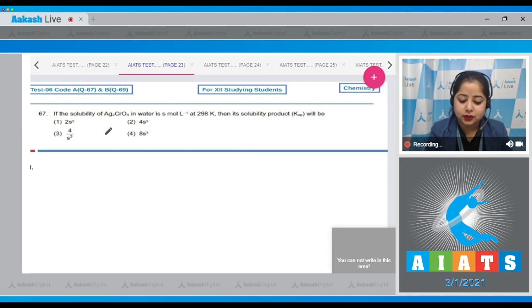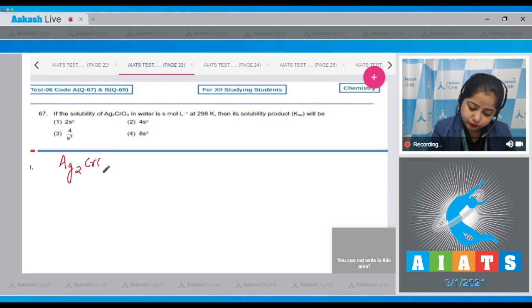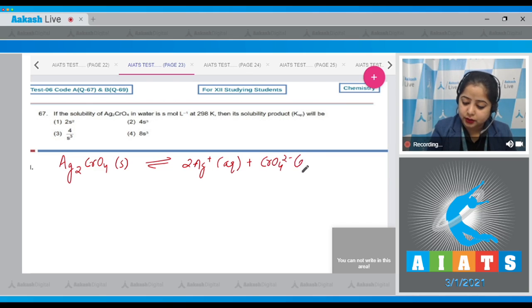Student, I'm writing the reaction of decomposition of silver chromate into its ions. Ag2CrO4 gives 2Ag+ aqueous plus CrO4 2- aqueous. So the solubility of silver chromate given here is S mole per liter. That means the concentration of Ag+ ion in the solution will be 2S and the concentration of chromate ion in the solution will be S.